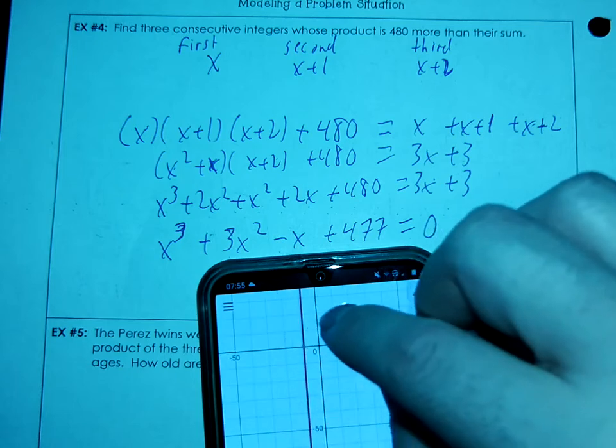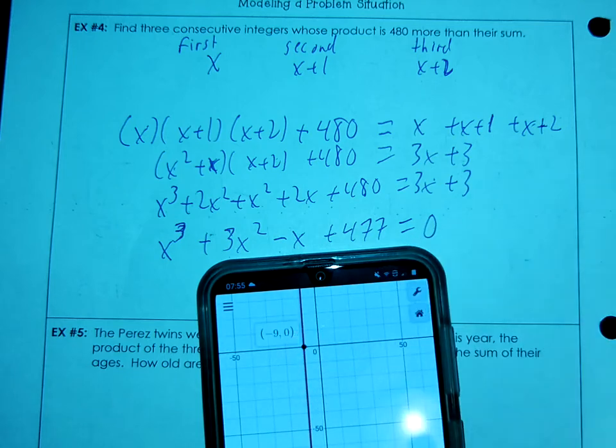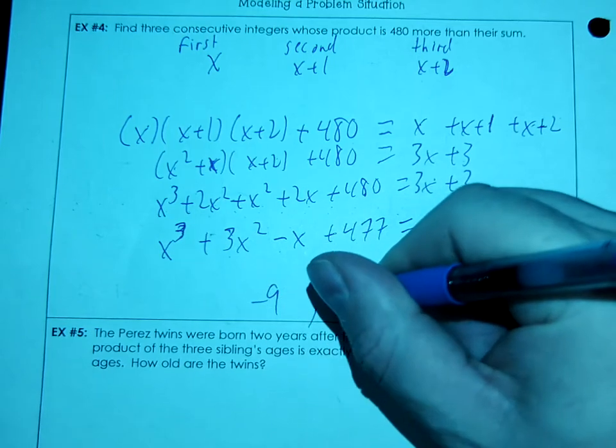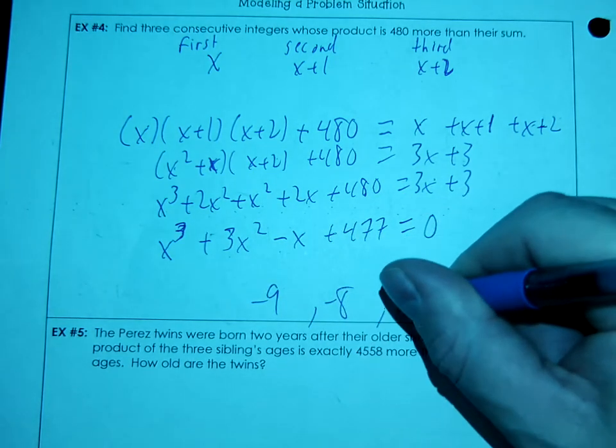Or a real 0, I should say. It does have more than 1 0, it's not more than 1 0. So -9 is my answer that I'm wanting to use. -9, -8, and -7.